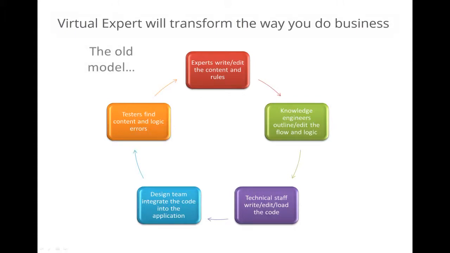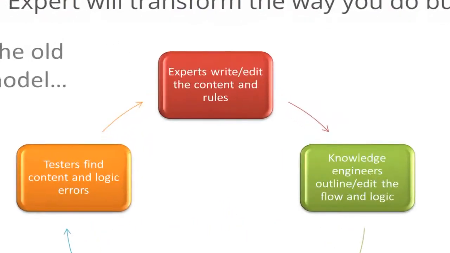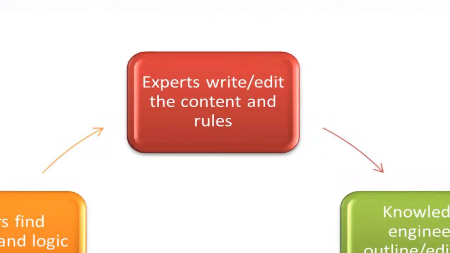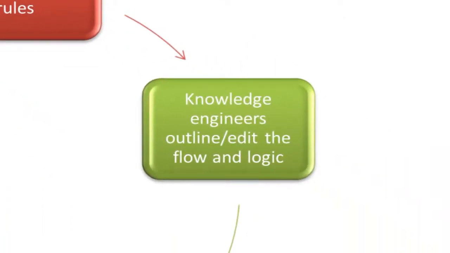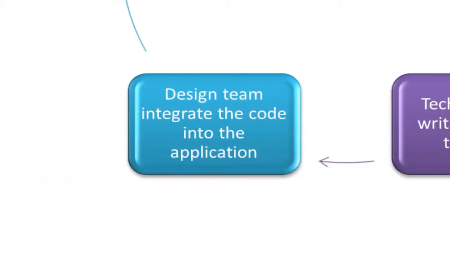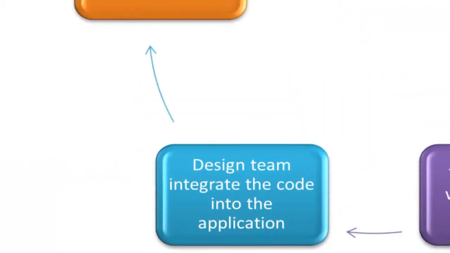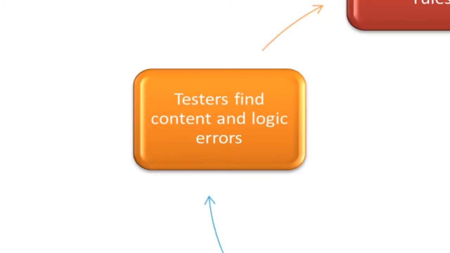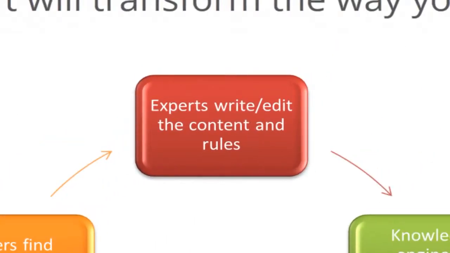The first thing to look at is actually how currently companies automate knowledge. What currently happens is that experts write and edit the content and rules, usually in Word or something like that. Knowledge engineers actually outline that in some sort of flow and logic normally. Then technical staff write the code and load it into the system. A design team integrates the code into the application. Testers then test the content and the logic, find errors, and the cycle starts again.